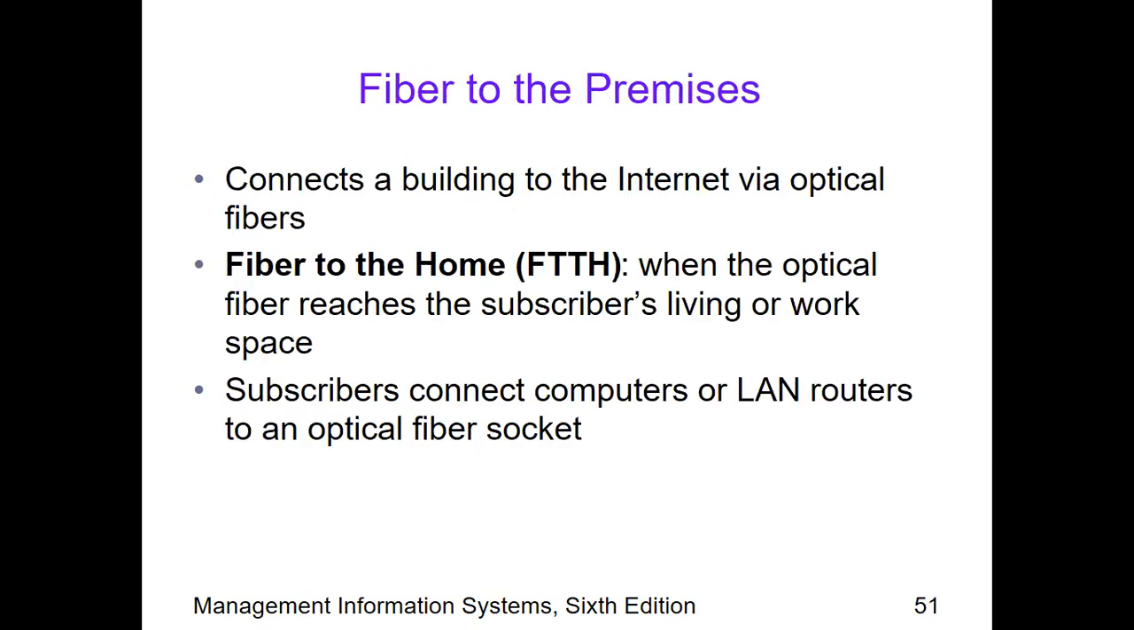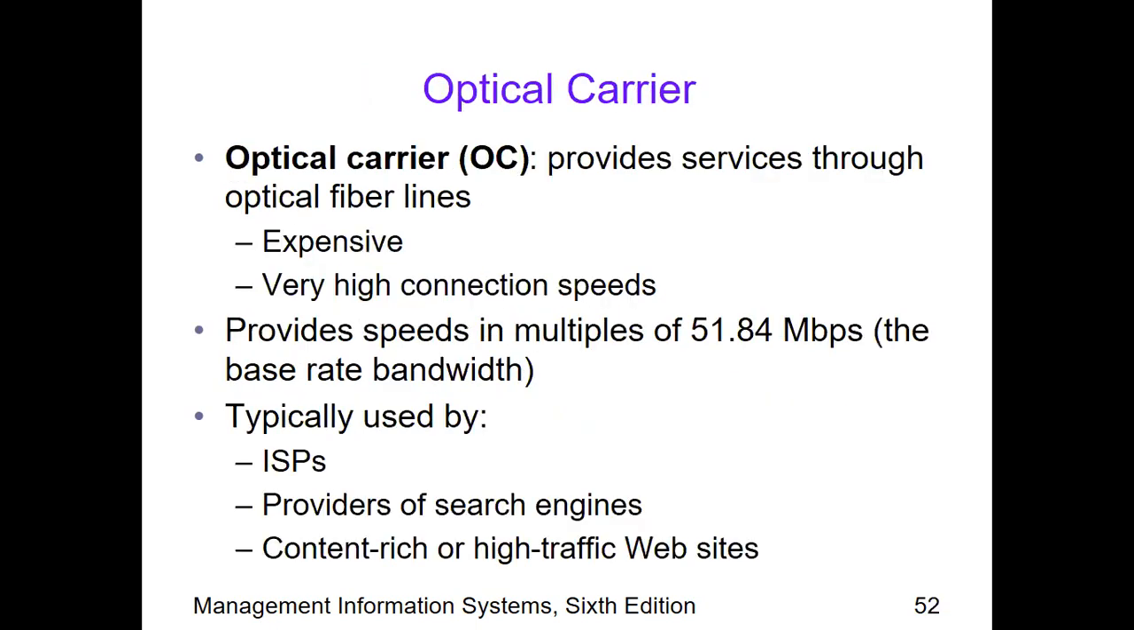Fiber to the premises can also be nice. This connects a building to the internet via optical fibers. And we have fiber to the home, or FTTH, when the optical fiber reaches the subscriber's living or workspace. Subscribers, though, connect computers or local area network routers to an optical fiber socket.